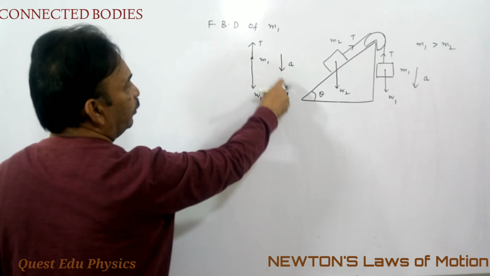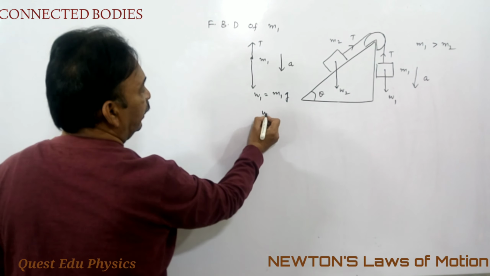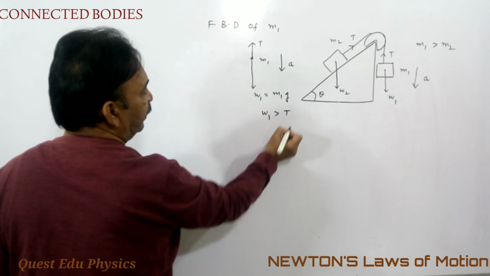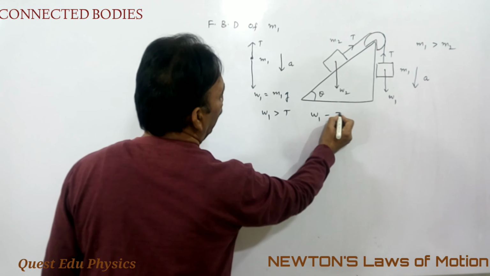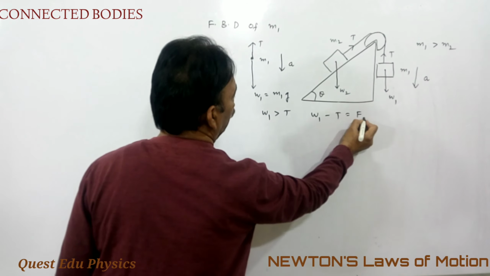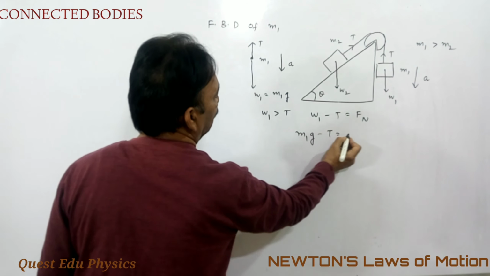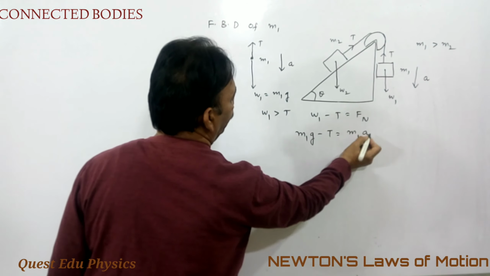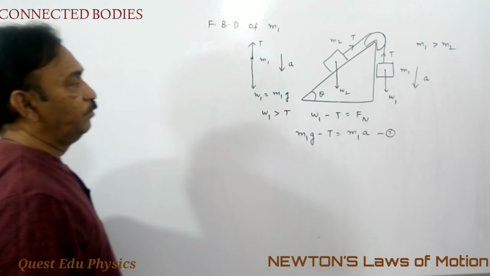And we are writing the relation between the two. We are finding the net force. That is here, W1 is greater than T. Then the difference between the two, W1 minus T, gives a net force. W1, it is M1G, minus T is equal to M1A. Let's say it is equation 1, students.